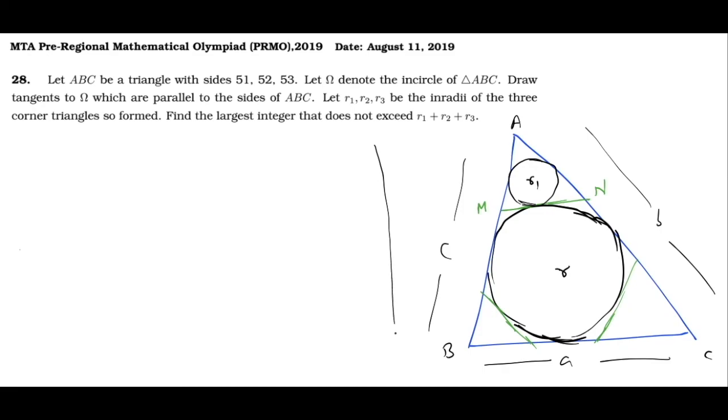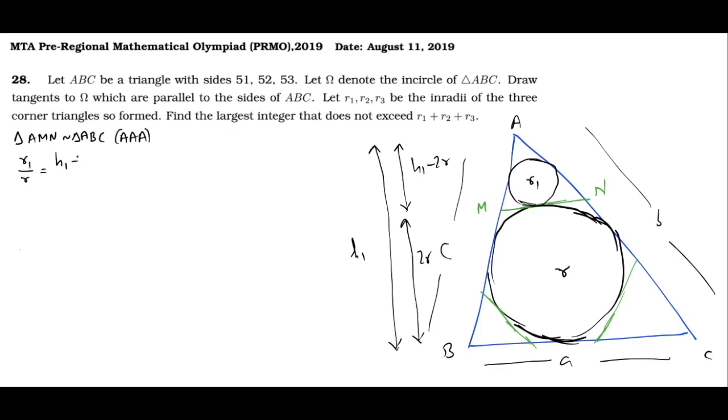Now if the altitude of the original triangle from A is H1, this height will be 2R. So the altitude of this corner triangle will be H1 minus 2R. We have triangle AMN is similar to triangle ABC from AAA similarity. So the ratio of inradii should be equal to the ratio of the altitudes, which is also equal to 1 minus 2R by H1. If we multiply by R, we get R1 is equal to R minus 2R square by H1.